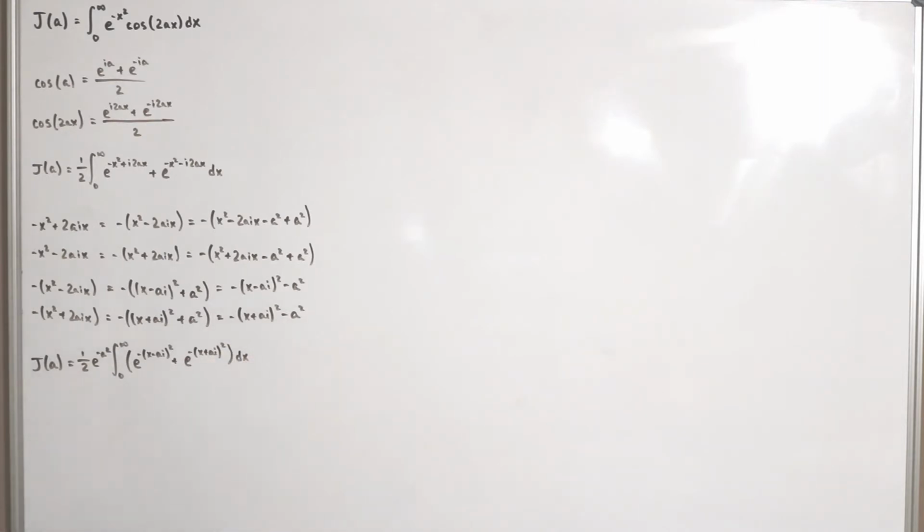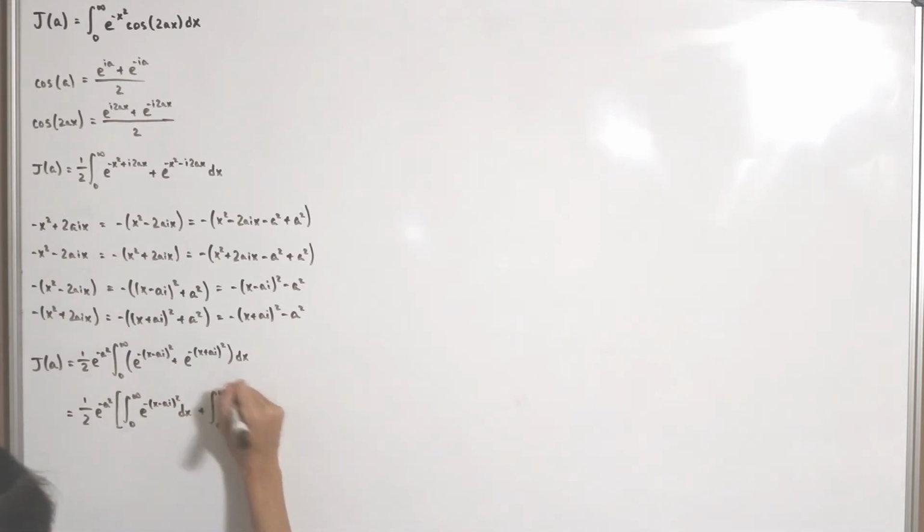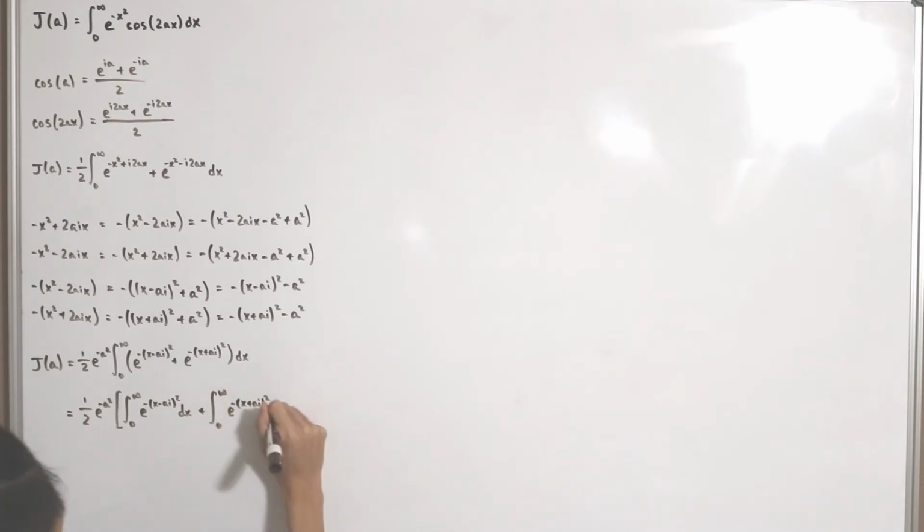Okay, and with that, we can use our properties of integrals and split them into two integrals of the same bounds, but different functions we're integrating. So in terms, this is 1/2 e to the -a square, and I'm going to put brackets here. So this is the integral from 0 to infinity of e to the negative (x minus ai) squared dx, plus the integral from 0 to infinity of e to the negative (x plus ai) squared dx.